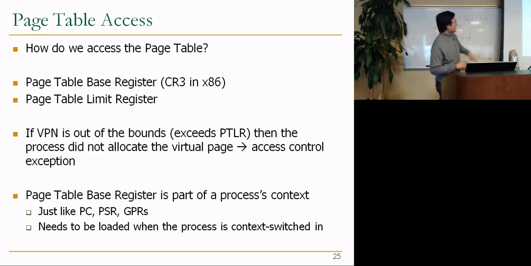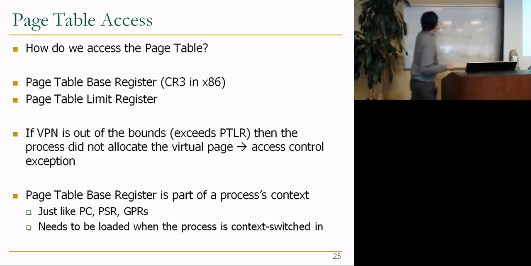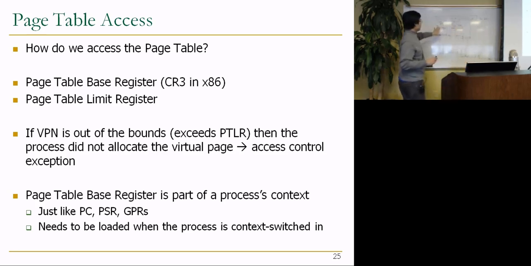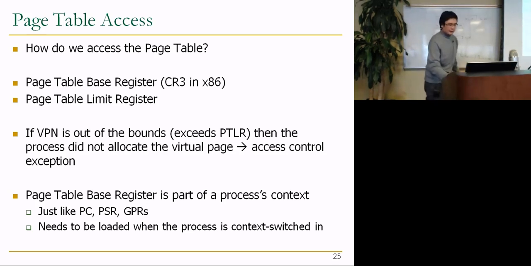And this base register that you use to refer to the page directory is part of the process context, similar to the PC or other register-based contexts that are involved for each of the processes. So this needs to be loaded when you have a context switch. For example, if you are process number one, you're done with whatever you're doing, and then you get a context switch, you are now running process two on your machine. The base register that you use to access the page directory has to be changed. Now you have a different register, and you use that information to grab the data from the physical memory.